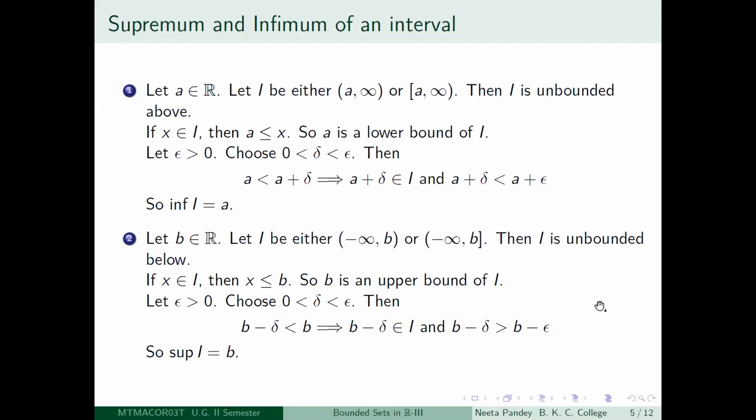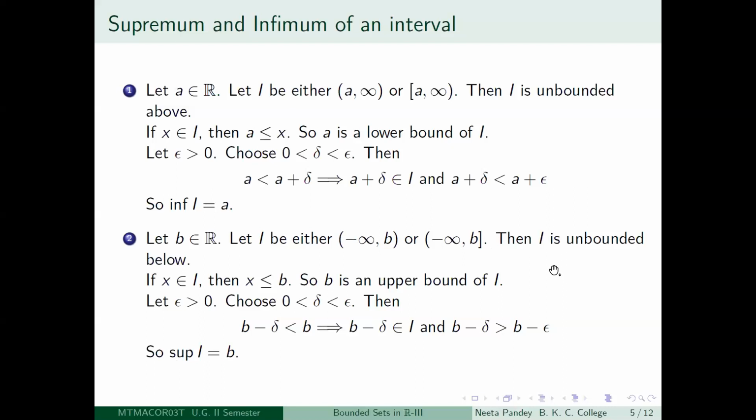Therefore, if you decrease b by a small amount, however small, it will no longer be an upper bound of the interval. Therefore, b has to be the least upper bound. Therefore, supremum of I is equal to b, which, if you just stare at it, is quite clear.